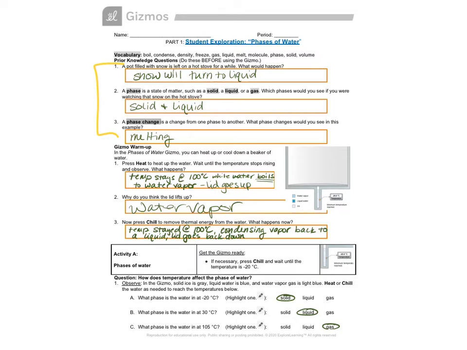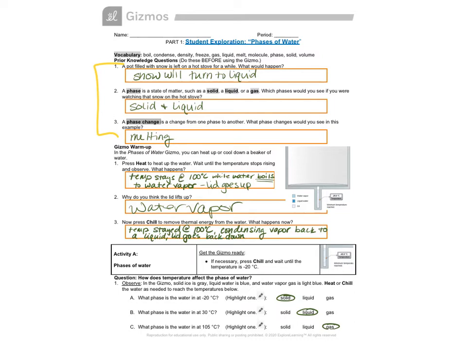A pot filled with snow is left on the stove, so the snow is going to turn to liquid. The phases that you would see, snow is solid ice crystal, so it's a solid, and then turning to regular water, that's a liquid. And the phase change that we would see would be melting.